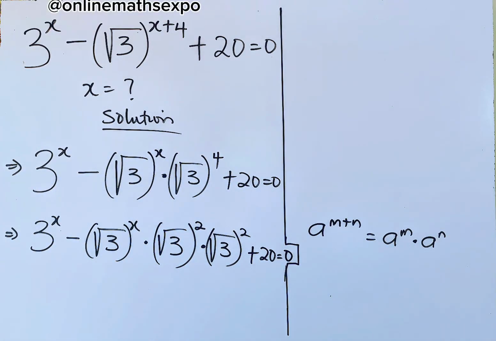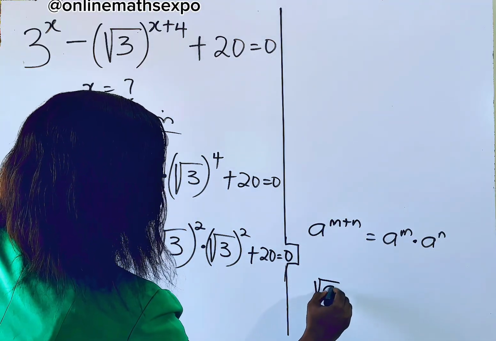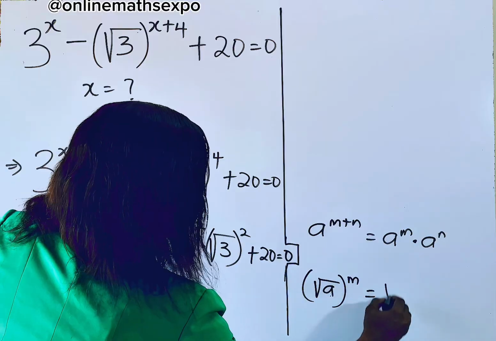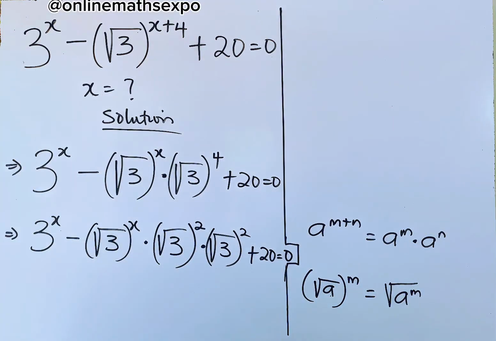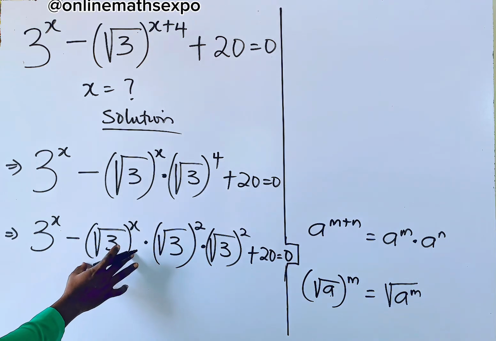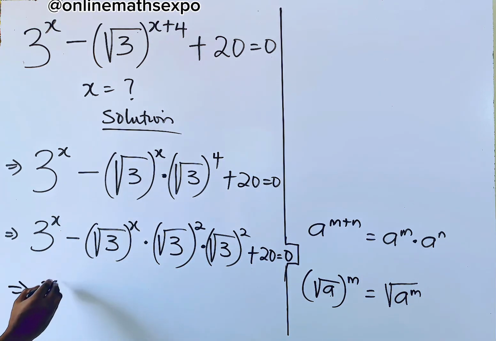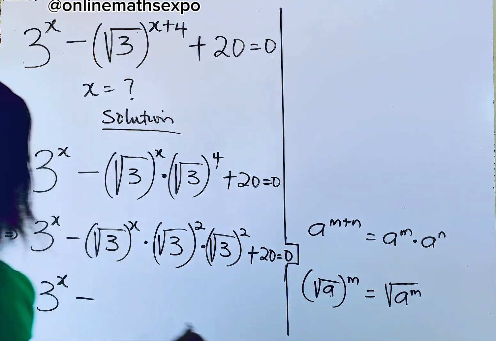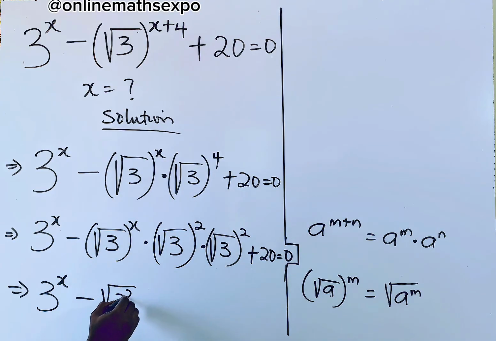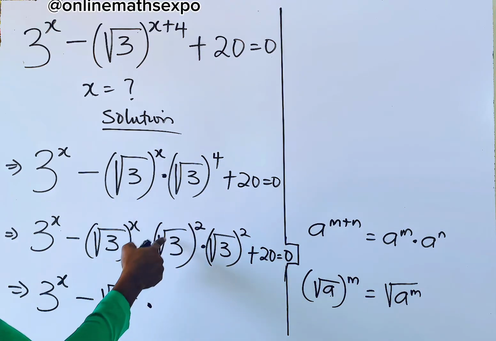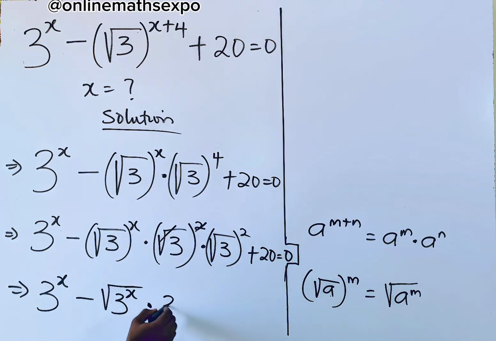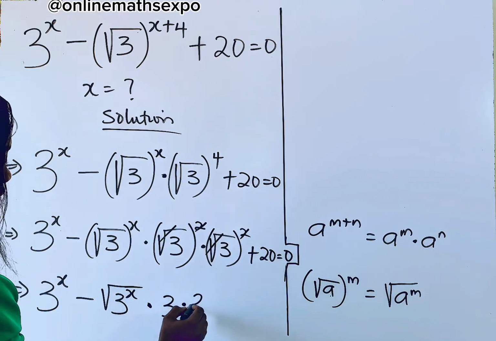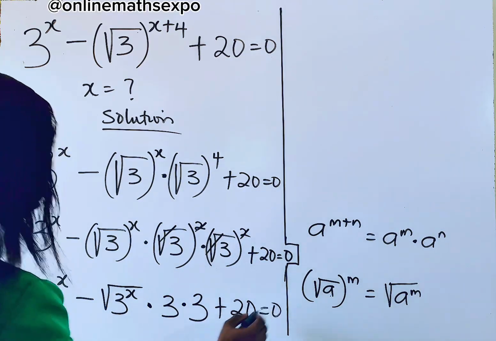Okay, so what should we do next? Also recall that whenever you have root of a to the power of m, it is the same as root of a raised to the power of m. So we're going to apply it in simplifying this. We're going to have 3 to the power of x minus, for this, in this form, it is the same as root of 3 to the power of x. Interesting. Multiplied by this, the square cancels, this is a square root, so we cancel, we have 3 multiplied, this we cancel, we have 3, then add 20 is equal to 0.